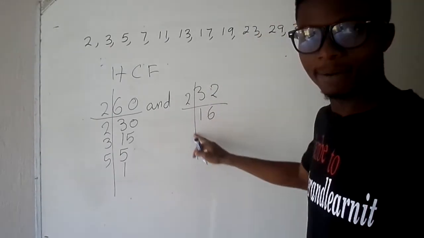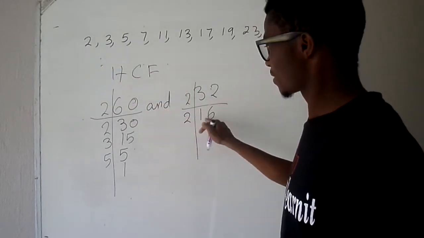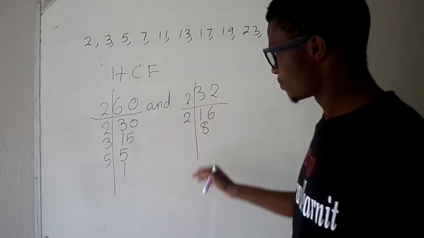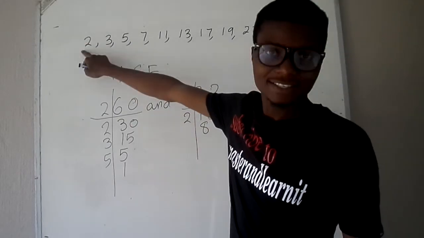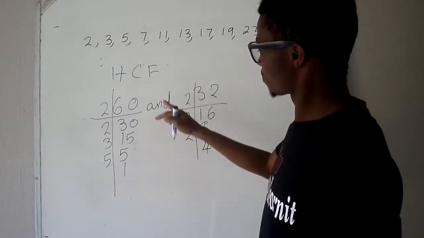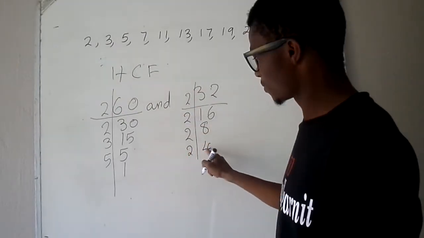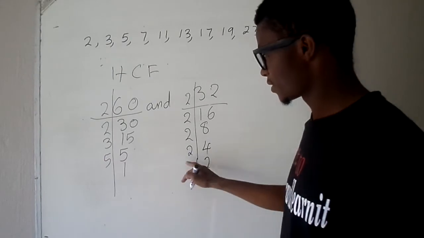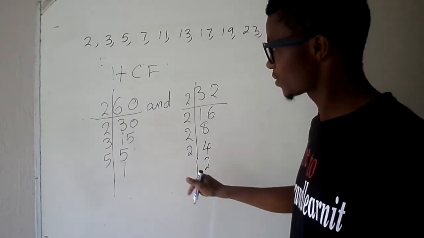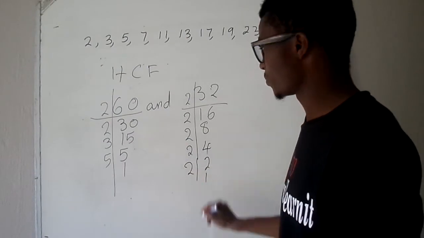The smallest prime number to divide 16 is still 2. 2 into 16, that's 8. The smallest prime number to divide 8 is still 2. 2 into 8, that's 4. The smallest prime number to divide 4 is still 2. 2 into 4, that's 2. The smallest prime number to divide this 2 is 2. 2 divided by 2 is 1.